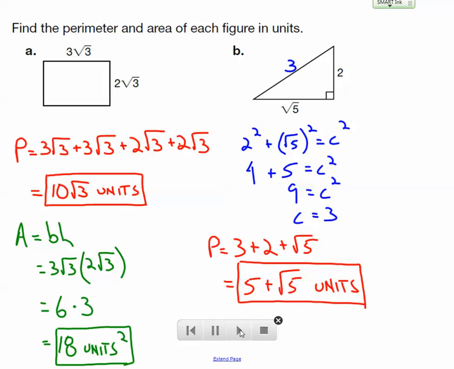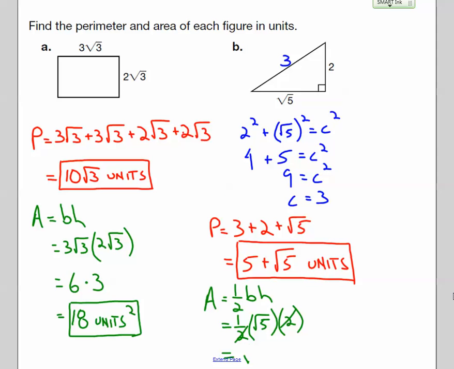And from there, we'll go on with the area. Area of a triangle is 1/2 base times height. So we'll do 1/2 of the square root of 5 times the 2 for the height. Half of 2 is 1, so our area is just square root of 5 square units.